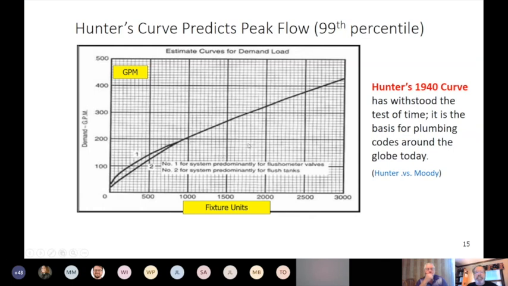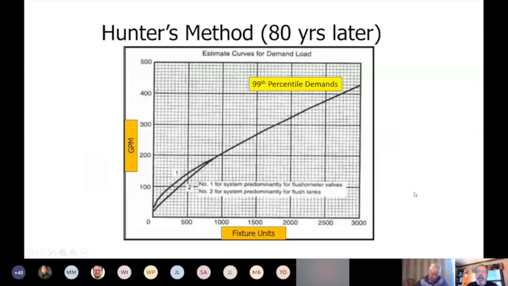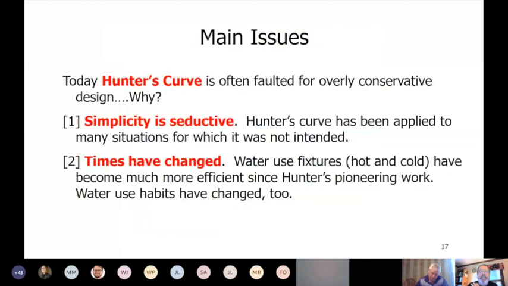So this was a phenomenal achievement in engineering. A number of folks have claimed that next to the Moody diagram, the Hunter curve has probably been the most useful hydraulic design curve of the 20th century. Now, however, if we look at, say, a point that might exist in 1940 and we bring it to the year 2020, what we find is that it's really no longer on the curve. Over time, Hunter's curve has been faulted for tending to overestimate, or be overly conservative, for peak demands. And why is that?